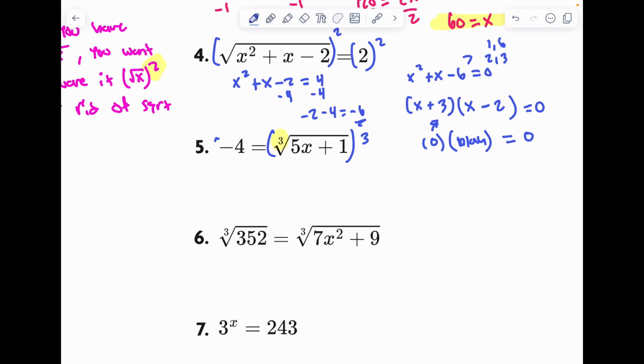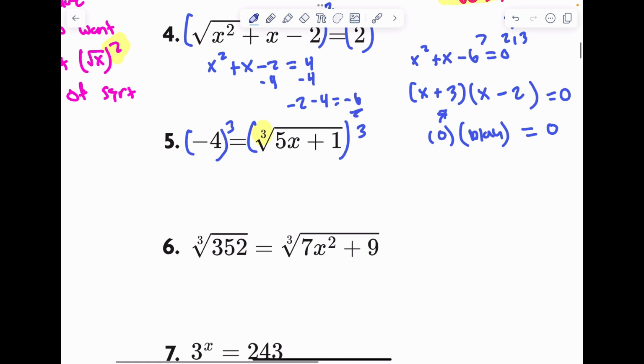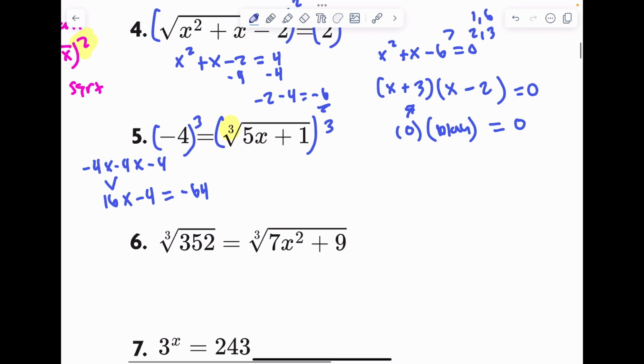Good. What I do to one side, I do to the other. Okay, so negative 4 to the third power. So it's negative 4 times negative 4 times negative 4. This right here is positive 16 times negative 4 will become negative 64. Okay, you have to be really careful there with the negatives. Negative, negative, make a positive, but then the positive times the negative, make a negative. Okay? So now I'm left with negative 64 is equal to 5x plus 1.